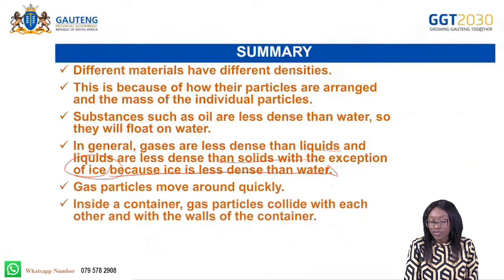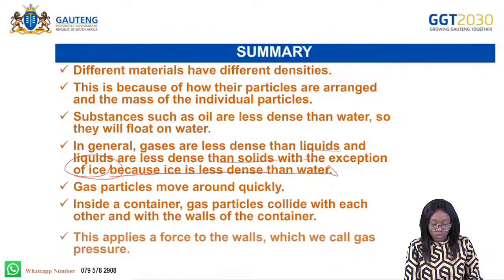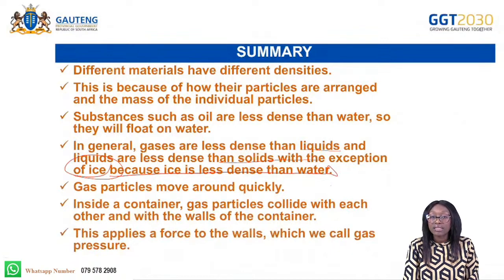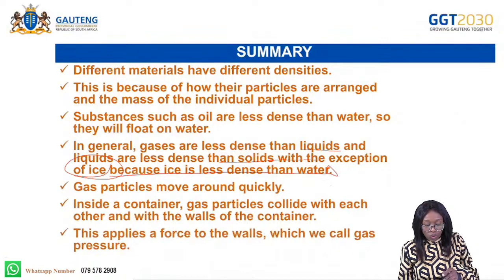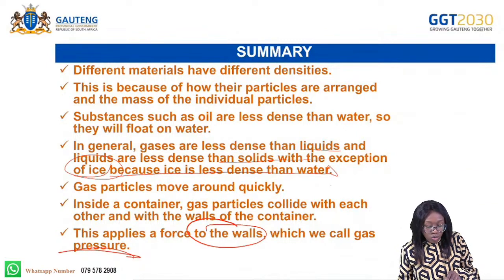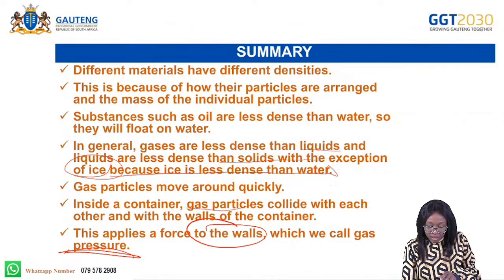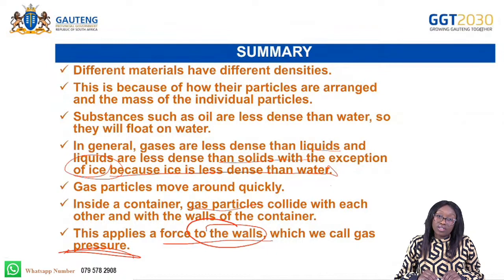Then inside of a container, gas particles, because they are moving so fast and they are in constant motion, will collide with each other, and they will collide with the walls of the container. This is what we call the pressure of a gas. This is the force that the gas will exert on the walls of the container, and we call this gas pressure. So gas pressure is the force that the gas particles exert on the walls of the container when they are constantly colliding with the sides of the container.